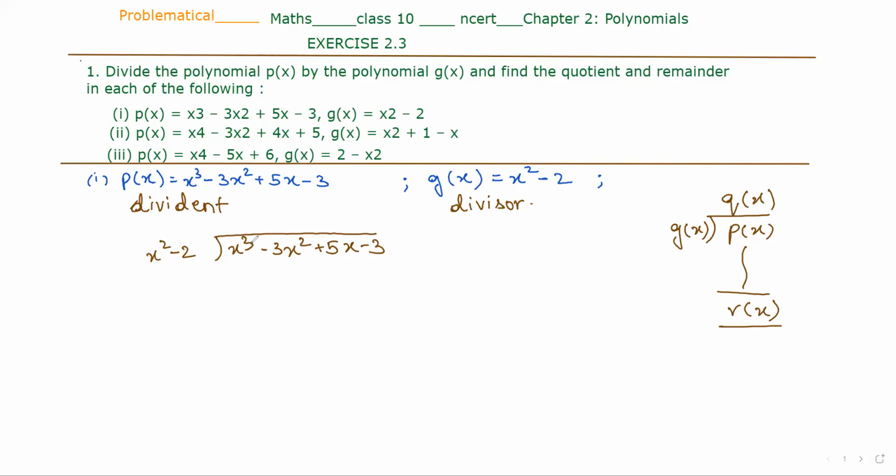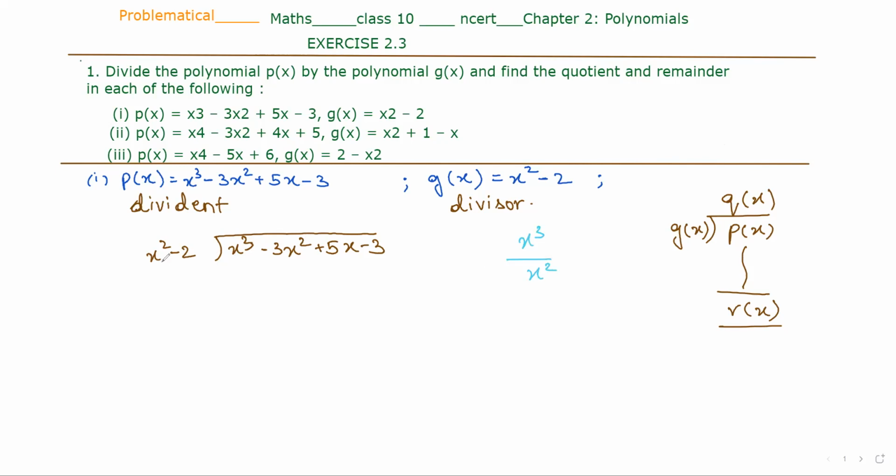First term, x cube, power 3. Second term, x square, power 2. Third term, x to the power 1. Fourth term, constant. And same for g of x. X square term comes first and then the constant. Dividing this, x square has to be divided with the first quantity, which means your rough work could look something like this. X cube divided by x square.